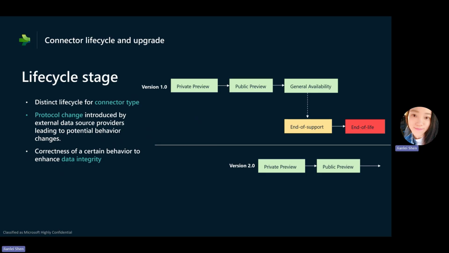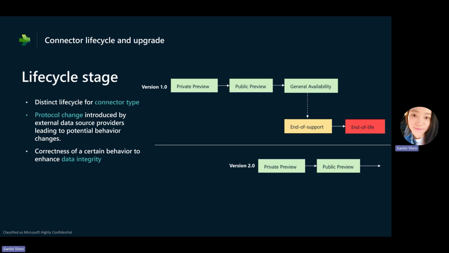In the public preview, we will get more usage and data points from more customers so that we can also evaluate the quality and criteria for a connector version to be generally available. For each of the connectors, its life cycle is no different from the others: from private preview to public preview to general availability, and then to the end of life or end of support.